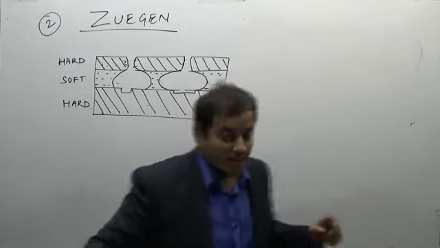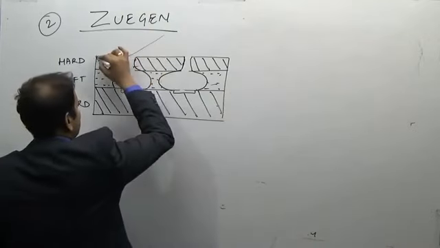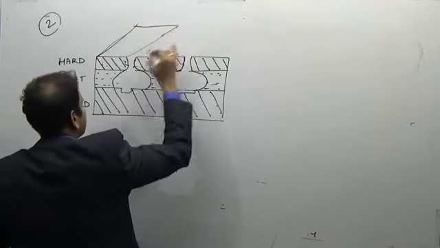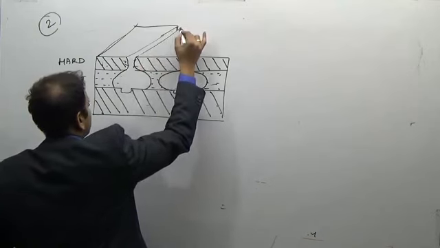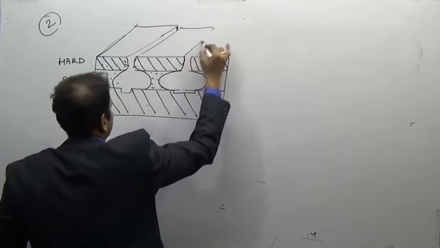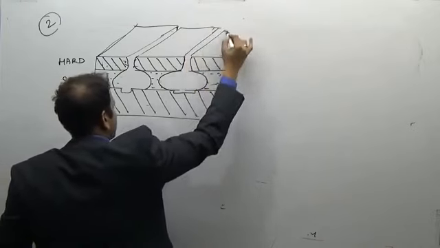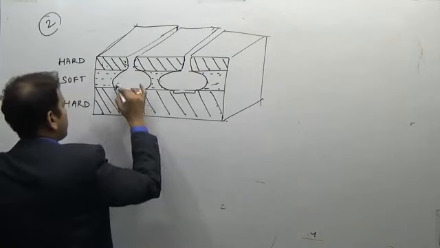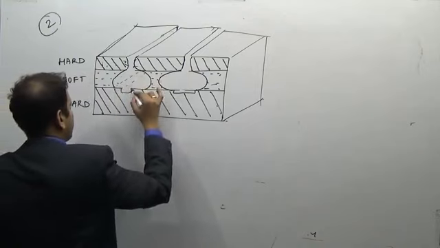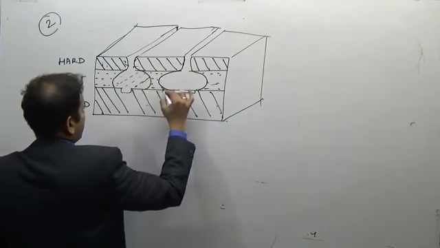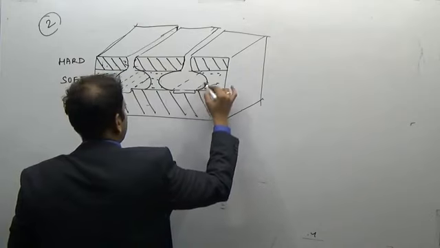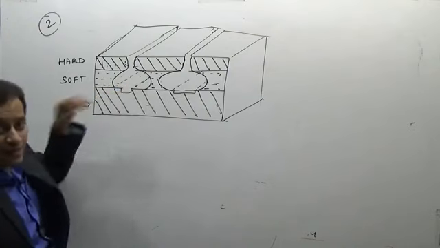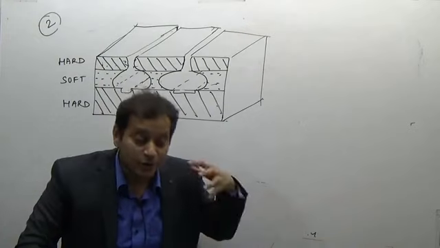Now what is the importance? These Zeugen serve as important highways, because if you try to look at the 3D diagram, they will look somewhat like this. So this path, the middle way which is here, will serve as a highway. They will serve as the ways through which you can go.